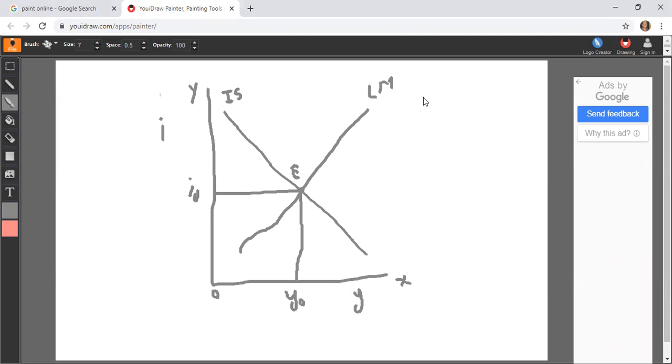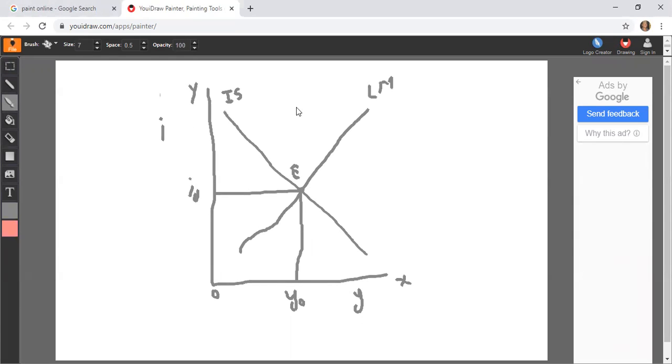If the LM curve is to be changed, then either the money supply must be raised or reduced, or the price level must be changed. Then only the LM curve will be shifted. But for the time being, we are considering no change in money supply and the price level. Therefore, the LM curve remains the same. But we consider a change in the IS curve.